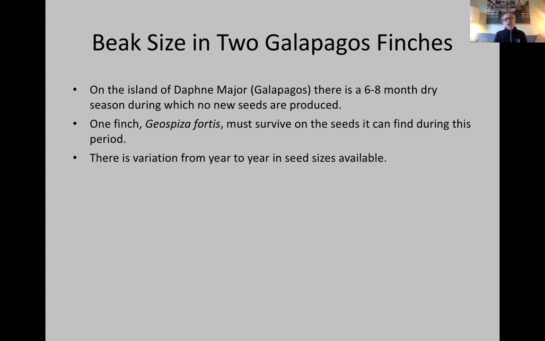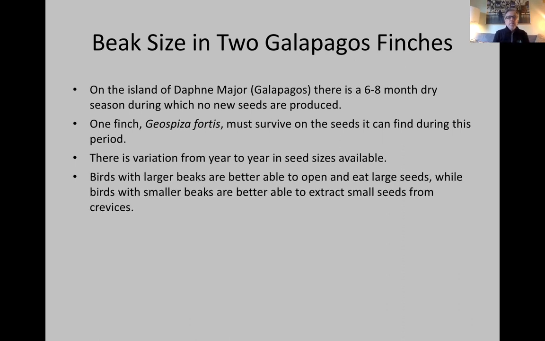There is variation from year to year in the seed sizes that are produced and therefore available for the finch to eat. Birds with larger beaks are better able to open and eat large seeds, while those with smaller beaks are better able to extract small seeds from the crevices in the lava.